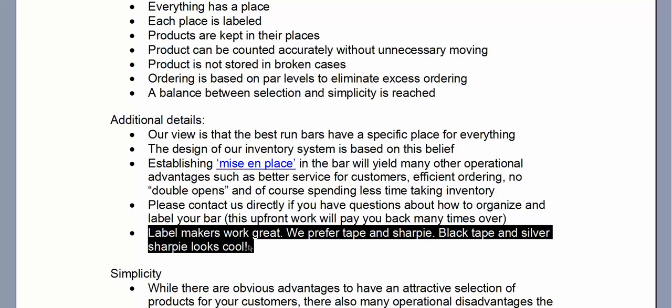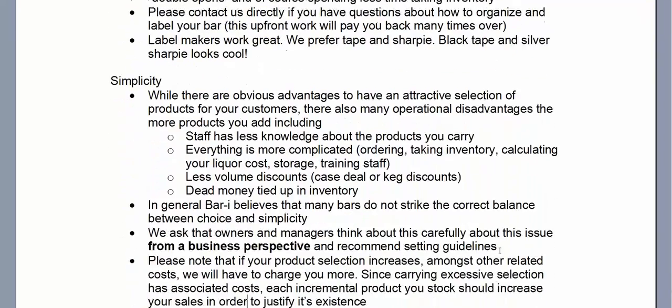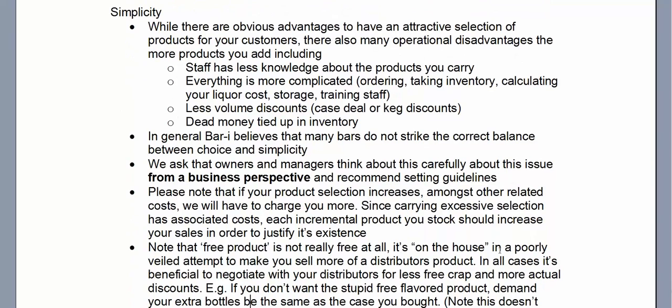And if those labels are going to be visible to your customers, you might want to keep that in mind. I've seen bars use black tape and a silver Sharpie, and if you've got someone with nice handwriting, this actually looks pretty cool. And again, think of the impression on the customer. Okay, maybe you don't want them seeing your anal organized labels, but generally speaking, if you give them the impression that you're a bar that has thought and care taken in how you organize it, you'll probably give them the impression that you're going to put thought and care into how you make their drinks and how you prepare their food.